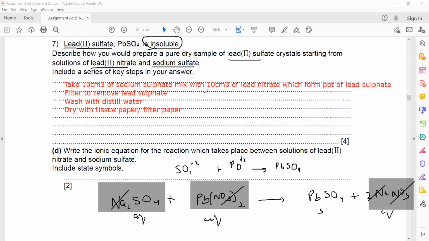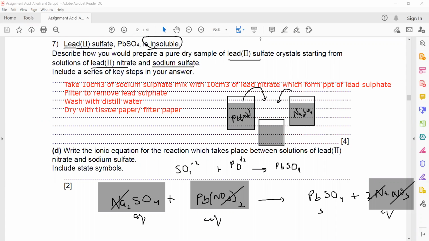The precipitate which is formed here, because we have two solutions, you have two containers. The first container is filled with lead nitrate. So lead nitrate is soluble. The second container is filled with sodium sulfate. That's also soluble. So you have two salt solutions. When you mix them together into another container, this will result in the formation of a precipitate, the solid.